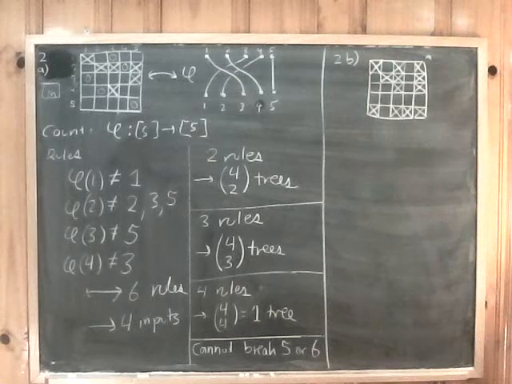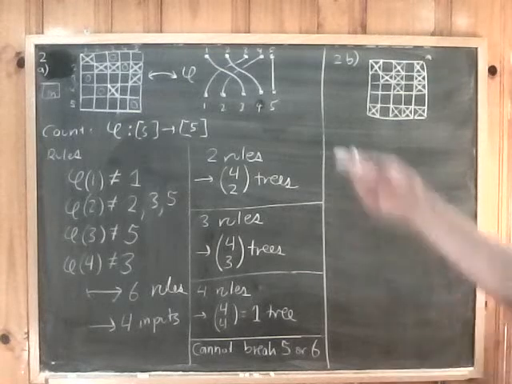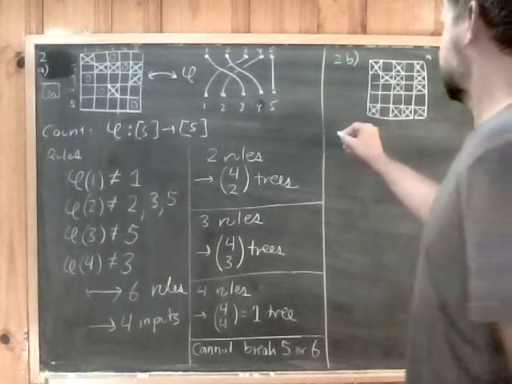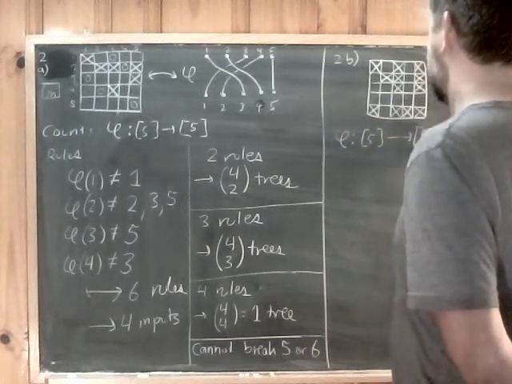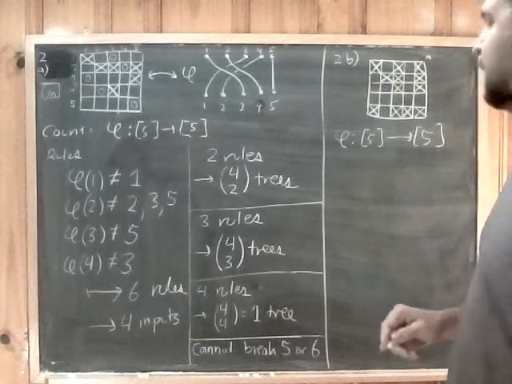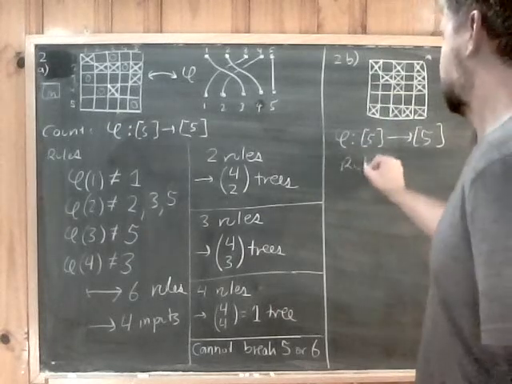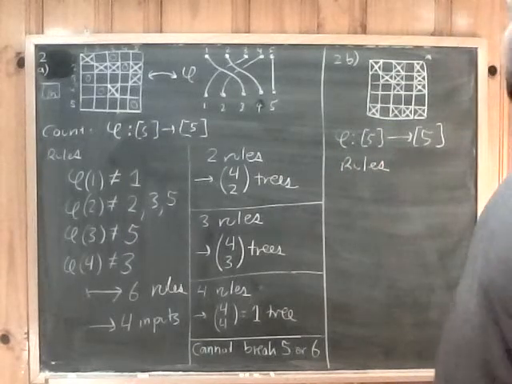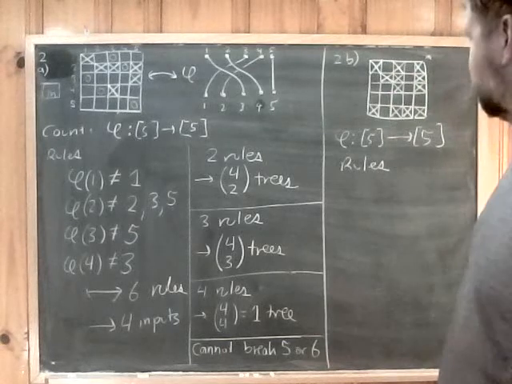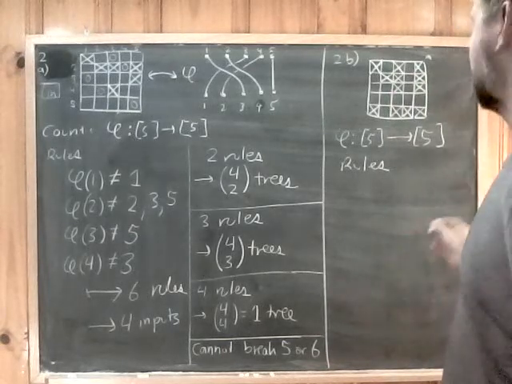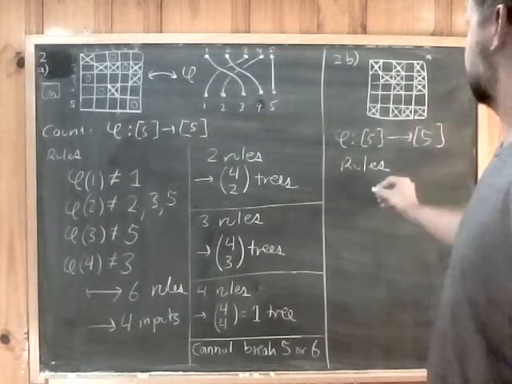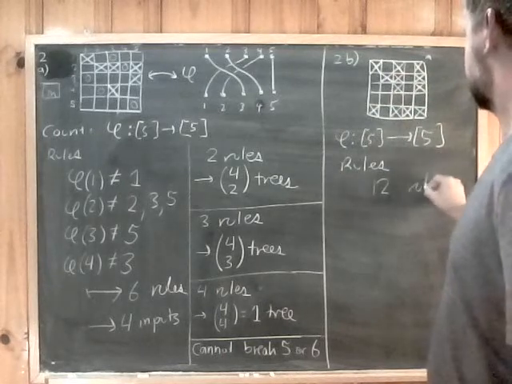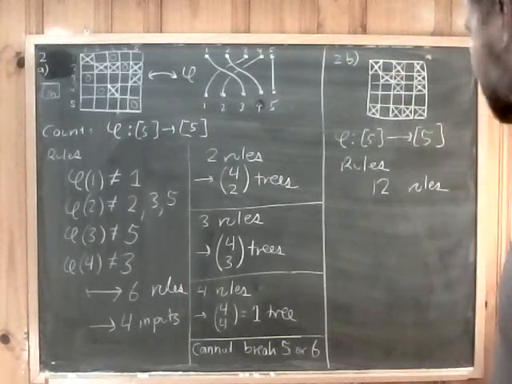Now, this is one where you could, in fact, do it the same way as 2a. It is again permutations from 5 to 5. But how many rules are there? Well, notice that every single x is a rule. So I'm not even going to try writing them out. Let me just count them. 1, 2, 3, 4, 5, 6, 7, 8, 9, 10, 11, 12. 12 rules. That's a bunch.